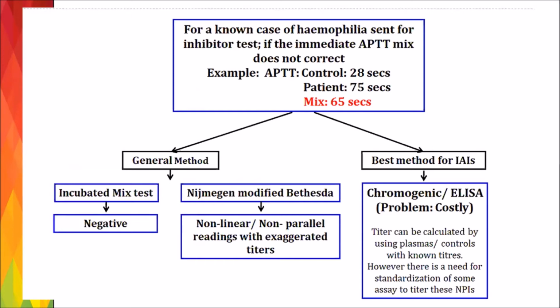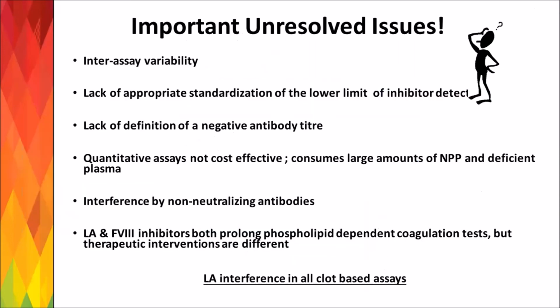So for this, the best method for immediate acting inhibitors is doing a chromogenic or ELISA. The problem is it's costly, and it's costly because you have to do only a few samples. You wouldn't get that many. But this is the best method for this.